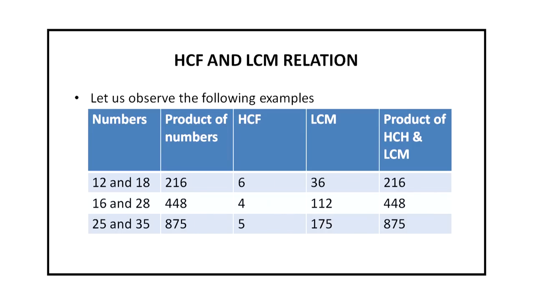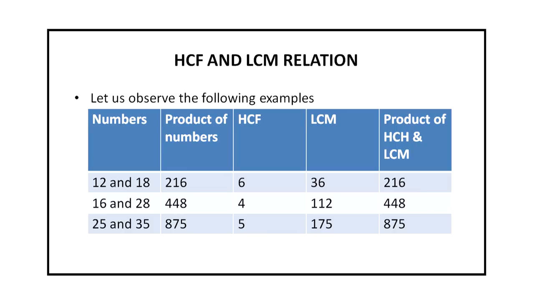HCF and LCM. There is a relation between HCF and LCM, and it will be interesting to find out what the relation is. Let us use the above mentioned examples. I am putting all the numbers in tabular form. The first column is numbers, the second is the product of numbers, the third column is HCF, the fourth column is LCM, and then the product of HCF and LCM.